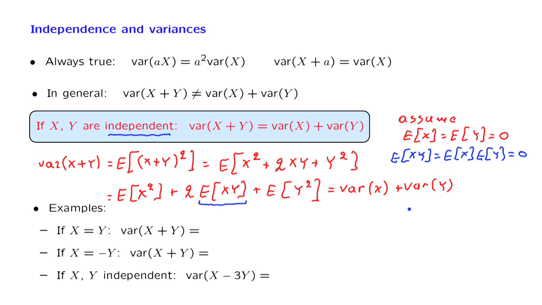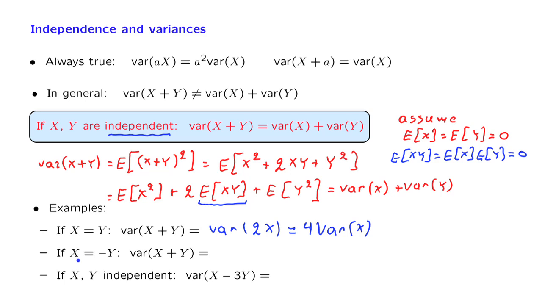Let us now look at some examples. Suppose that X is the same random variable as Y. Clearly, this is a case where independence fails to hold. If I tell you the value of X, then you know the value of Y. So in this case, the variance of the sum is the same as the variance of twice X. Since X is the same as Y, X plus Y is 2 times X. And then using the property for the variance of what happens when we multiply by a constant, this is going to be 4 times the variance of X.